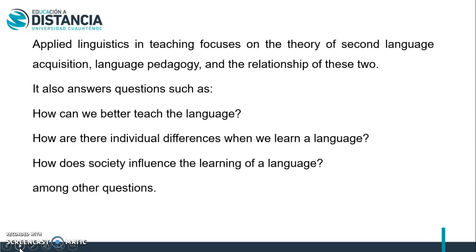It also answers questions such as how can we better teach the language? Are there individual differences when we learn a language? How does a society influence the learning of a language? And other questions.